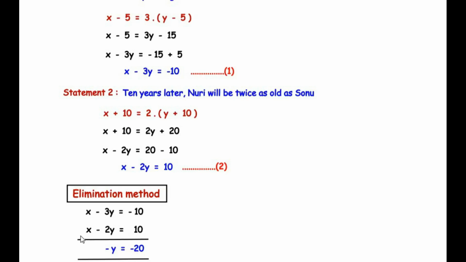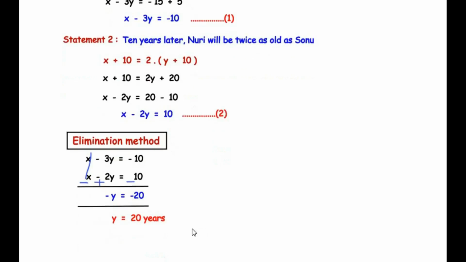So positive x becomes negative x, negative 2y becomes positive 2y, and positive 10 becomes negative 10. Now plus x and minus x will add up to give us 0. Minus 3y and plus 2y will add up to give us negative y, equal to minus 10 added with minus 10 gives us minus 20. Now we can cancel the negative signs from both the sides of the equal to sign. So we get y is equal to 20 years, that is Sonu's age as 20 years.